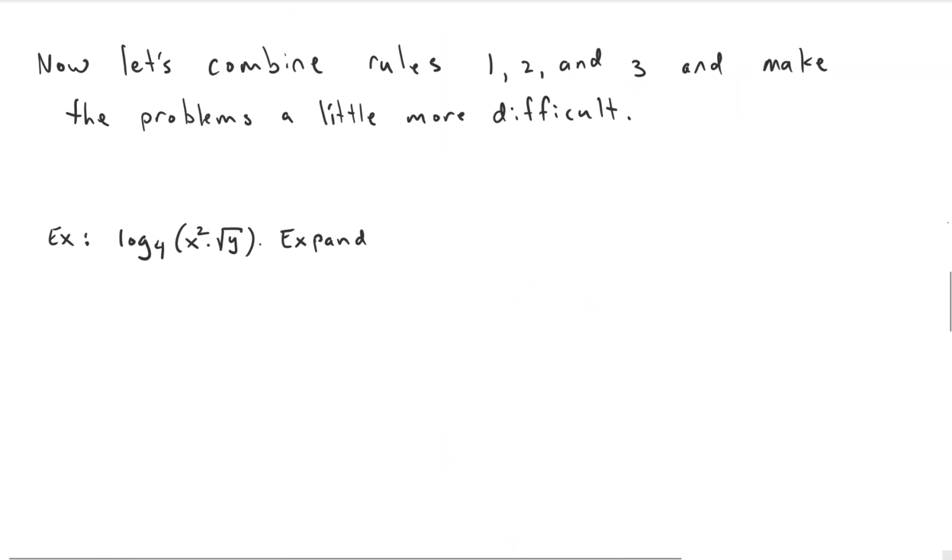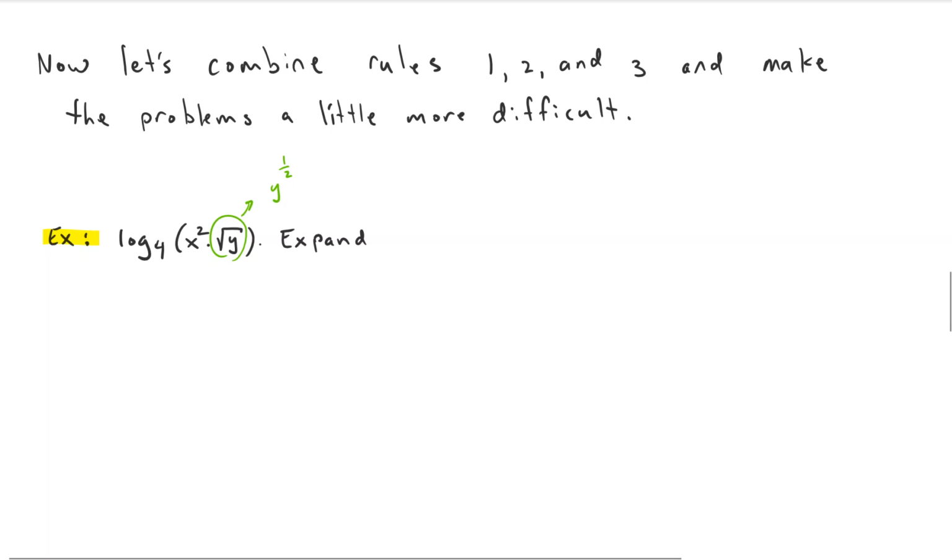First example, log base 4 of quantity x squared times the square root of y. So the first thing I want to note is this is really the same thing as y to the 1/2. Notice none of the rules we've discussed so far explicitly has a radical, meaning a square root or a cubed root or any type of root. So all of our rules deal with exponents. So change all of your radicals to exponents right away when you're doing these types of problems. And then you'll always have a rule to deal with the exponents.